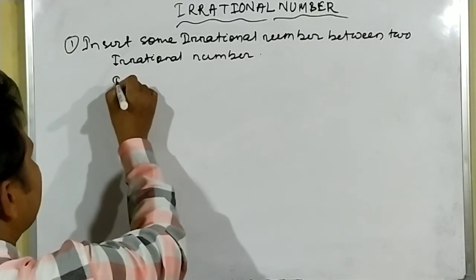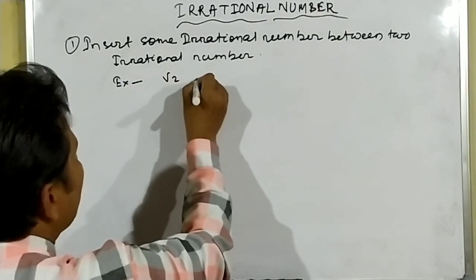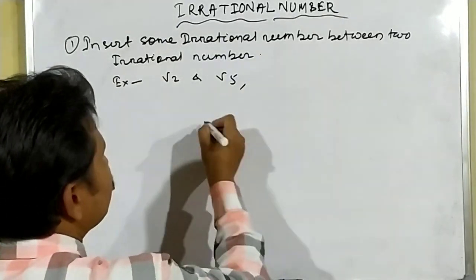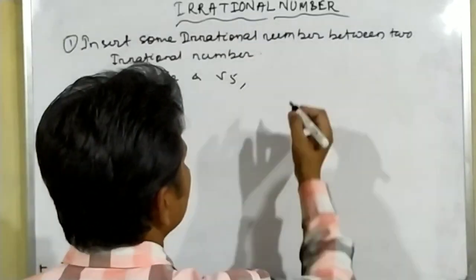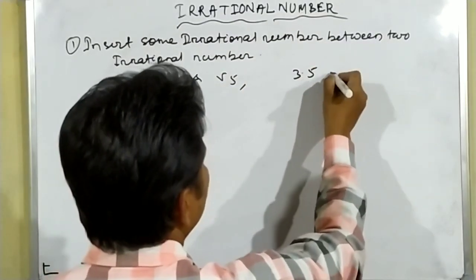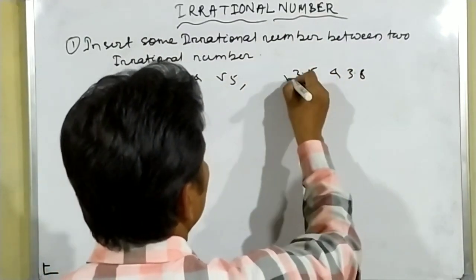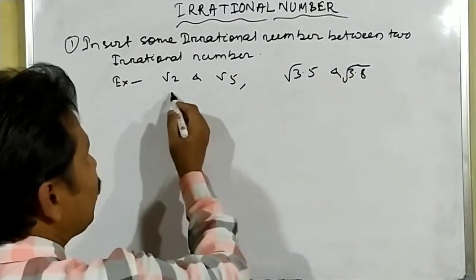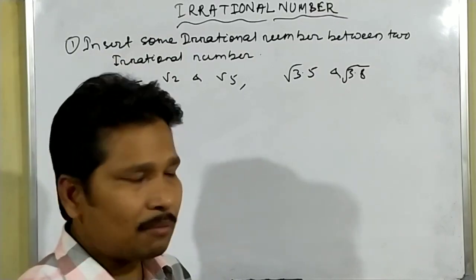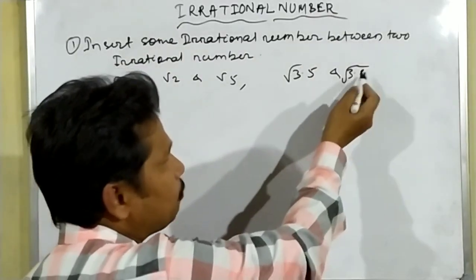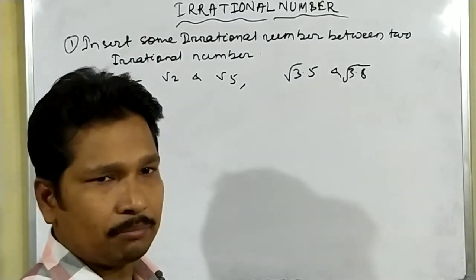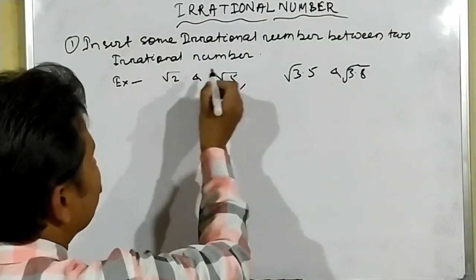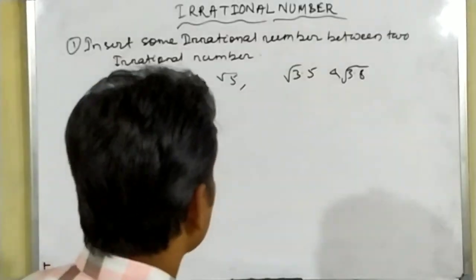Suppose, for example, root 2 and root 5, and 3.5 root over and 3.8 root over. Both root 2 and root 5 are irrational numbers, and 3.5 root over and 3.8 root over are also irrational numbers. First of all, we have to find the irrational numbers between root 2 and root 5.